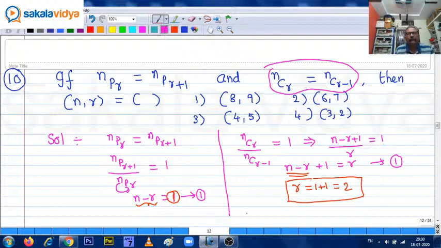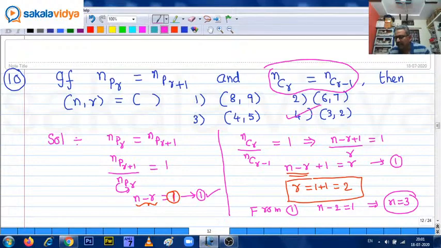Now from equation 1, n minus 2 equals 1, so n equals 3. Therefore (n, r) is equal to (3, 2). Fourth option is the right option.